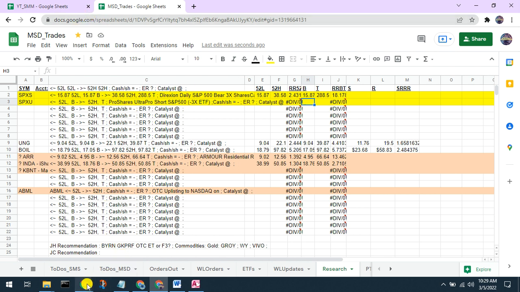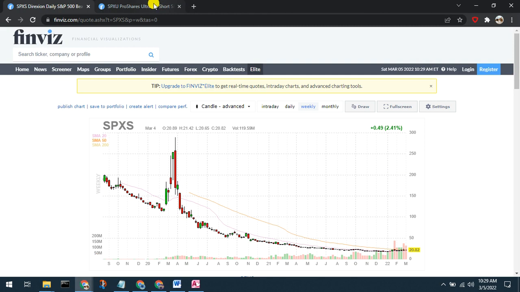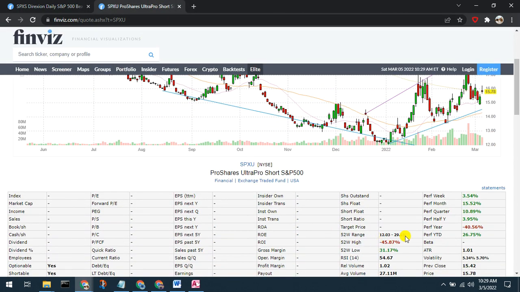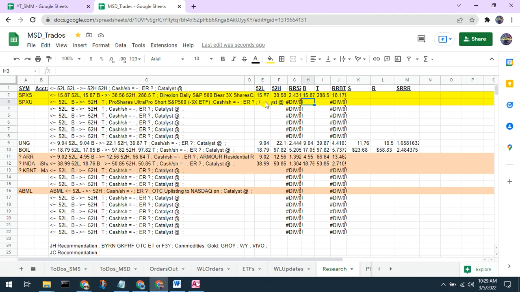So now let's look at SPXU similarly. Again, I just bring up SPXU in FinViz, copy out its 52-week range, and put that in the 52-week range cells for SPXU. And this spreadsheet's super easy. You can see the formulas.